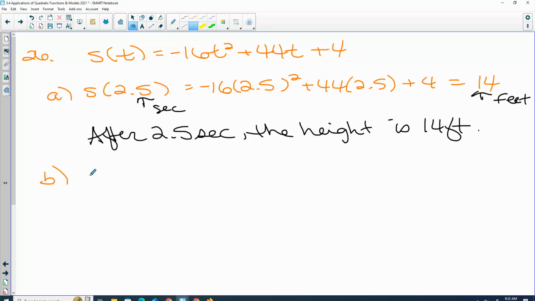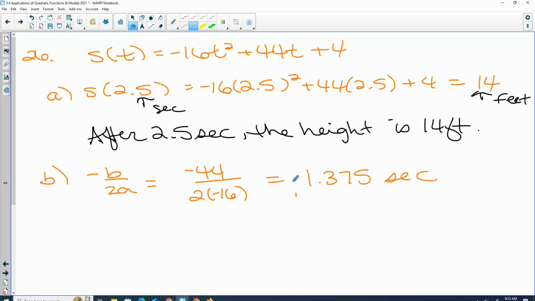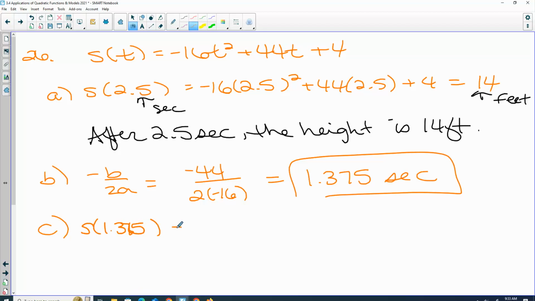B. Anytime I ask for maximum or minimum, what am I asking you to find? Vertex. How do we find vertex? So our b is 44 over 2 times negative 16, and that gives us 1.375. That is my time, that's my seconds. Then part C wants to know what the maximum is, so what do we do? I go to my original equation, replace my t with 1.375, and that gives me 34.25 feet. So maximum or minimum means vertex. Is that one okay?